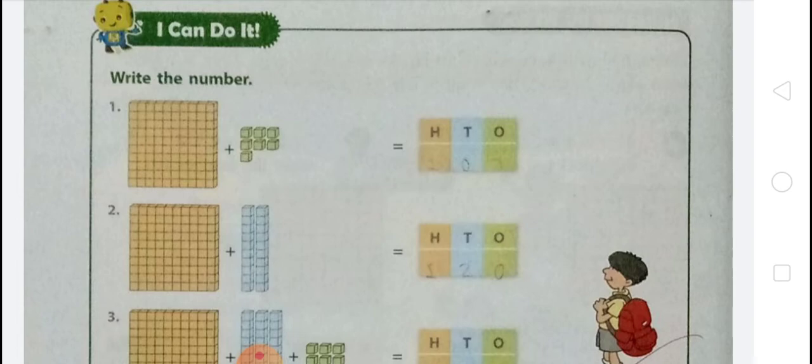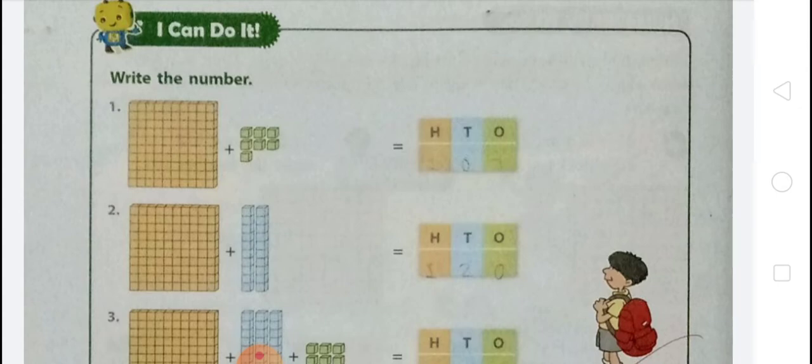In the second question, there is one block of 100 and there are 2 blocks of 10s. One block of 100 makes 100 and 2 blocks of 10 makes 20. So 100 plus 20, that makes 120. On 1's place there will be 0, on 10's place there will be 2, on 100's place there will be 1.